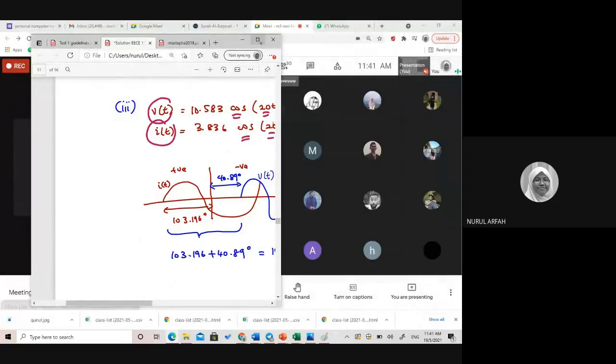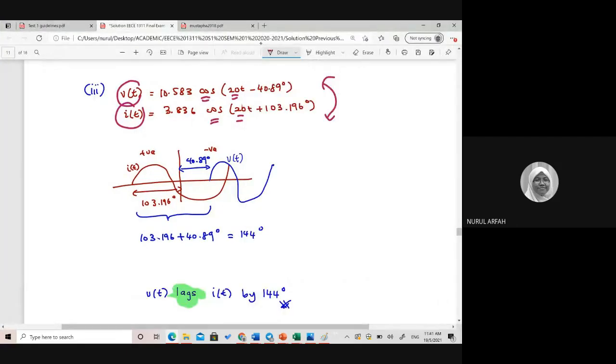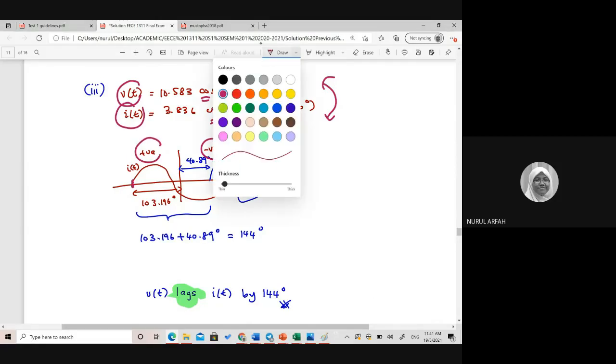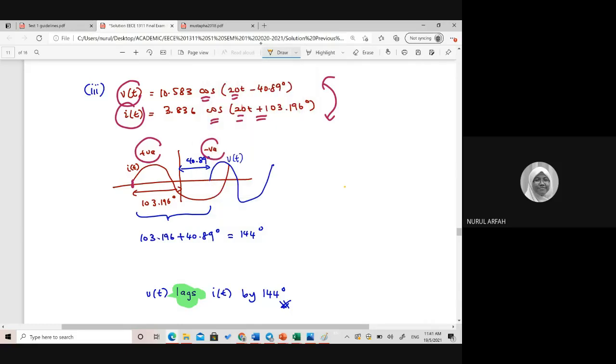Right. So if you look at here, the -40 should be on the right side. And the positive 103 is on the left side. So you start from here, and then maybe I change the color again. Can you see yellow? And this is -40 degree. So it starts from here to here. So these two added together, you will get 144.